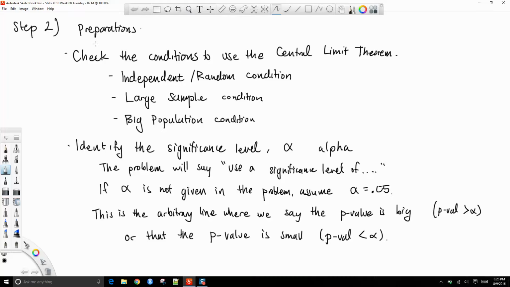Does that mean 0.06 is a big p-value? Yeah, it feels a little arbitrary, but if your p-value ends up 0.06 and you're using alpha as 0.05, then you say my p-value is big, and everything that goes with that, okay?